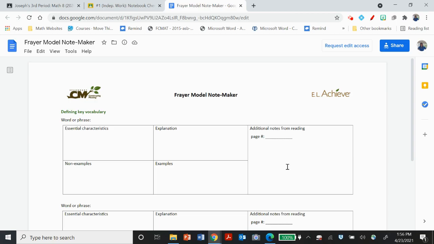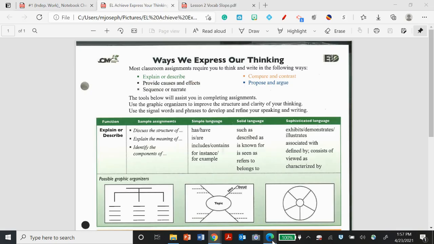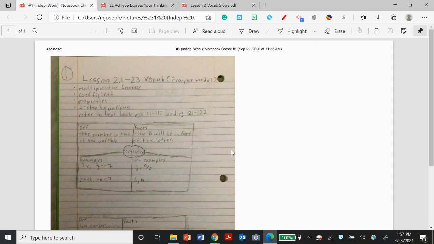One of the tools we use in our class are Frayer models when introducing new vocabulary. The students find this to be easier to use than just having a definition of a word, because it allows them to see examples and non-examples. And then it also allows them not to just have a definition of the word, but some characteristics. Here is a student sample of a Frayer model that we've used for some vocabulary when we were solving equations.